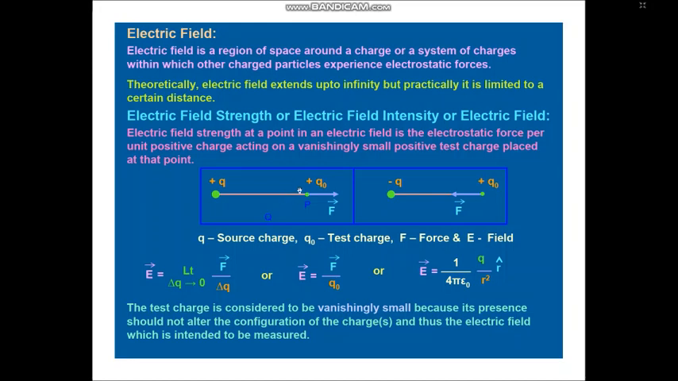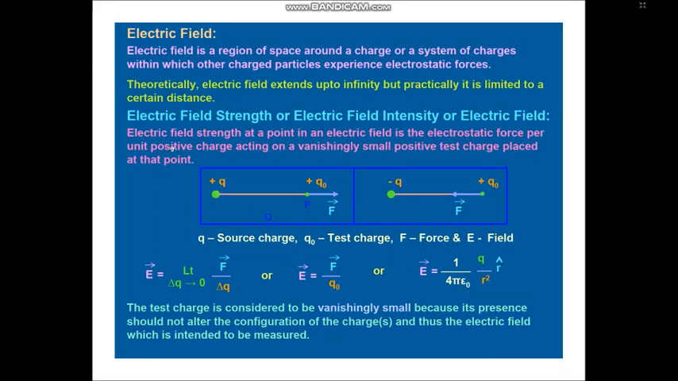Now suppose you have to find the electric field at point P. For this, place a vanishingly small positive test charge Q0 at point P. The test charge should be vanishingly small so that it cannot alter the configuration of the system of charges. The force per unit charge is the electric field at point P due to charge plus Q.